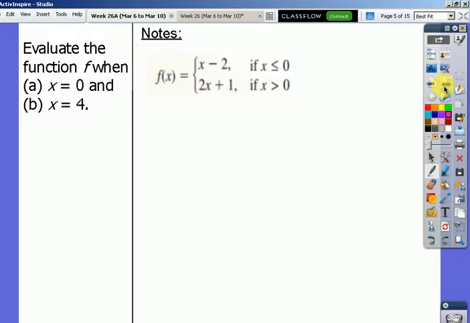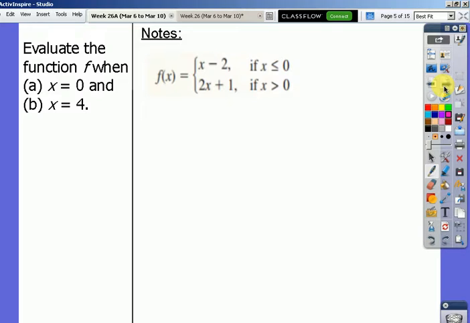Okay, so last time we were dealing with this. Those of you that did the homework yesterday, I'm just going to add to that today. Those of you who did not have a chance to get to it, you'll get a chance to do that and the addition today. So this says evaluate the function f when x equals 0 and x equals 4. This is a piecewise function. So to evaluate it, you have to ask yourself, which of these two will I plug it into? This is how you figure it out.